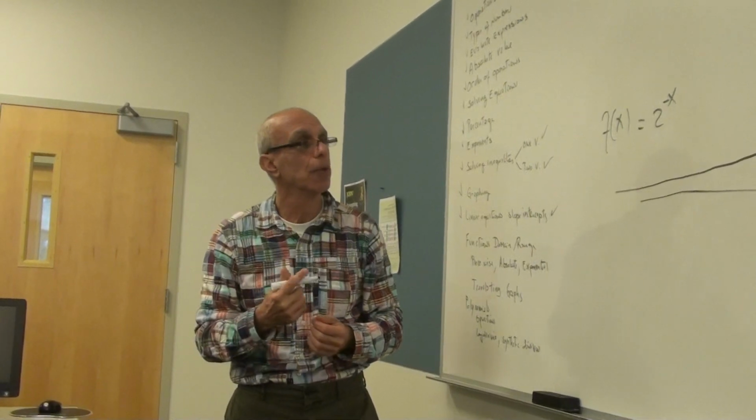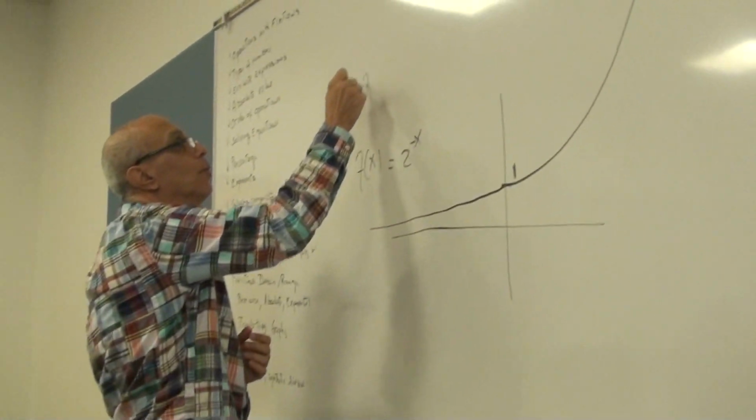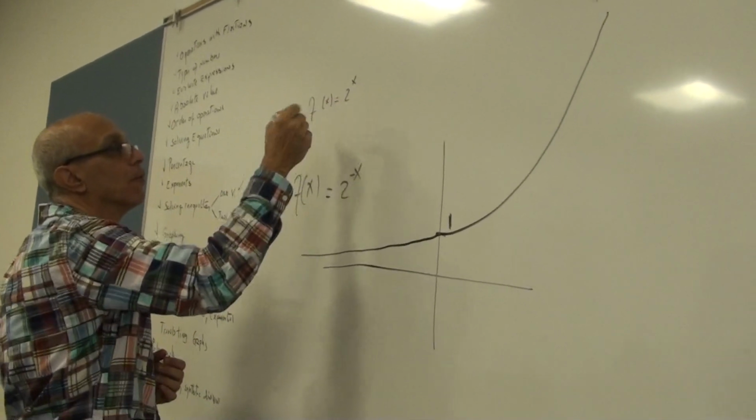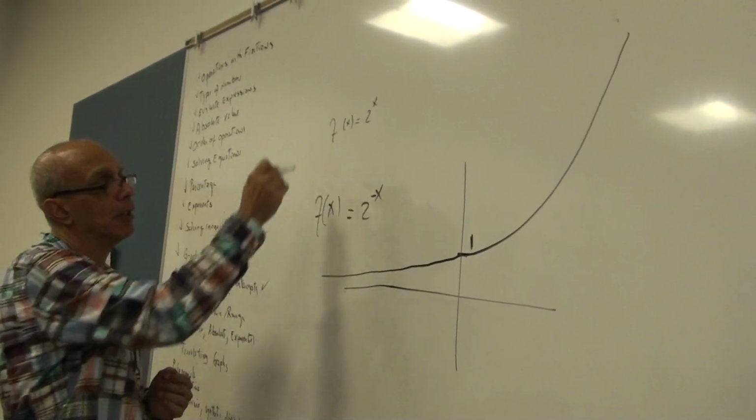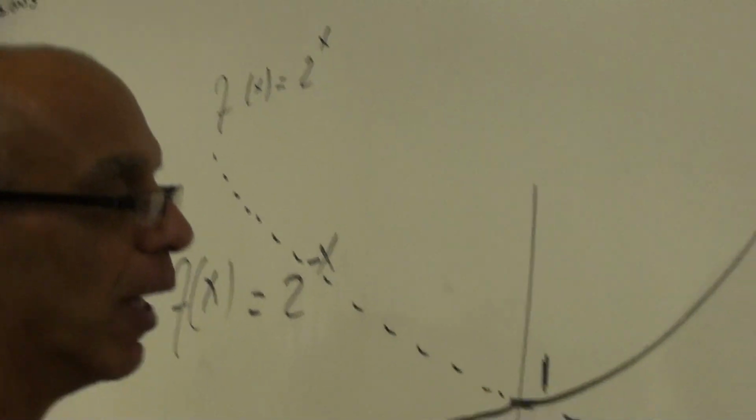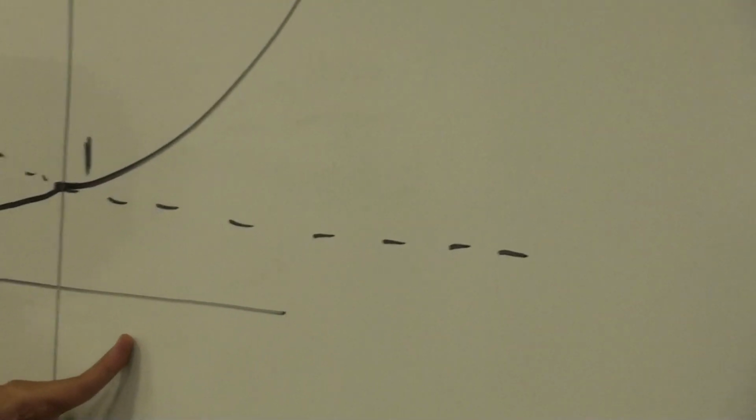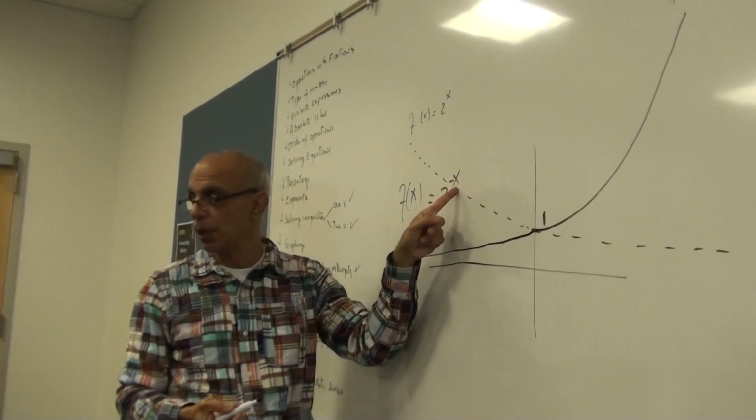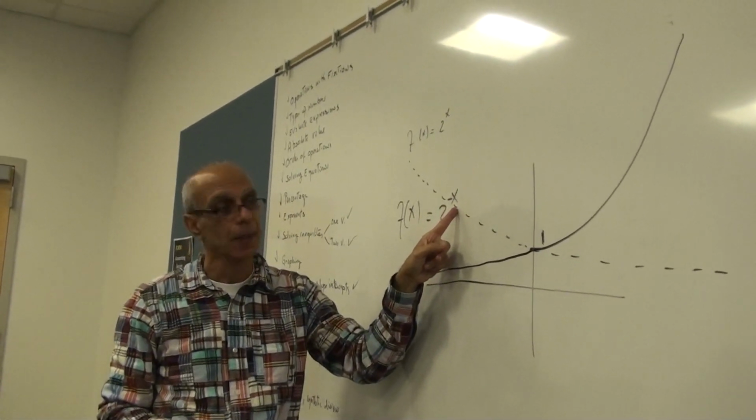So please try to do at home, okay? Try to graph them. Find this one and then the negative one. The answer is going to be like this, okay? It's just a reflection. Because now, the positive values of x are going to be really small numbers, right? Okay?